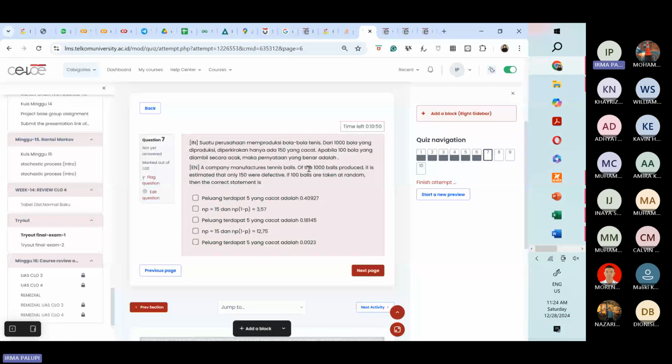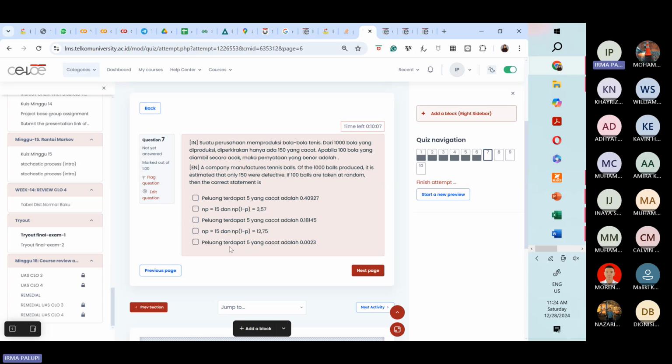Okay, a company manufactures tennis balls. 100 produced. It is estimated only defective if 100 balls taken. Okay, that's random. Okay, I think this 100 is taken from these 1,000 balls produced, right? So it's a hypergeometric distribution. Yeah. With this one as the population. This one is K, the number of defective among the population, and this one is the small n. So the question is this one, right?